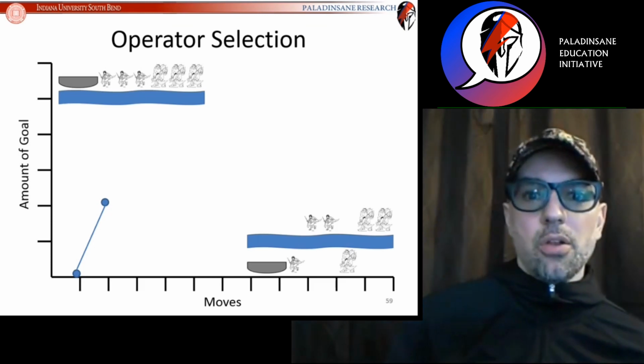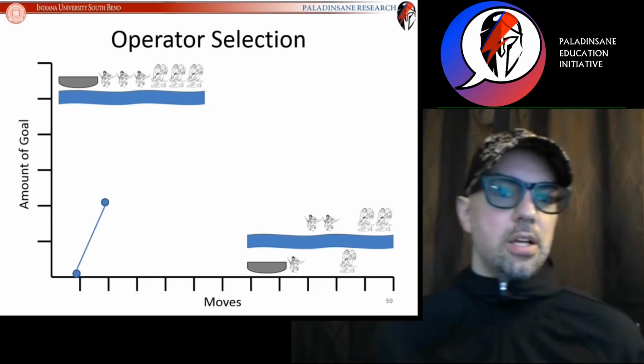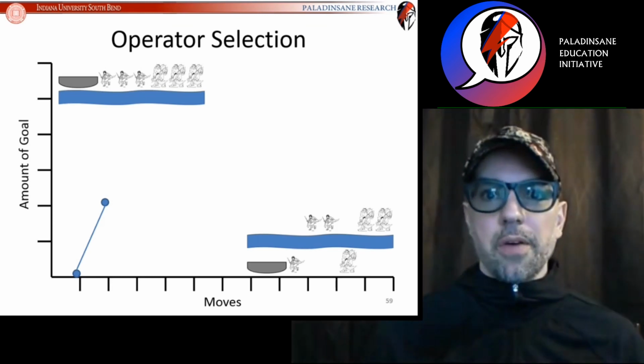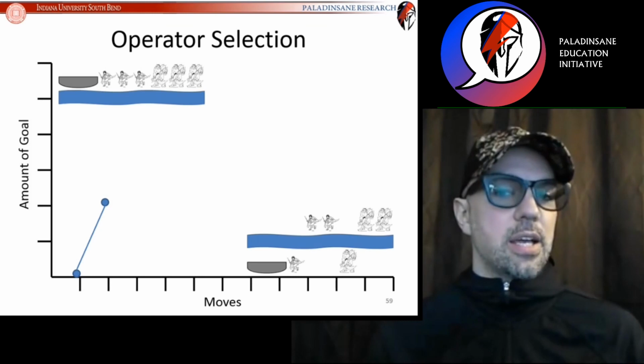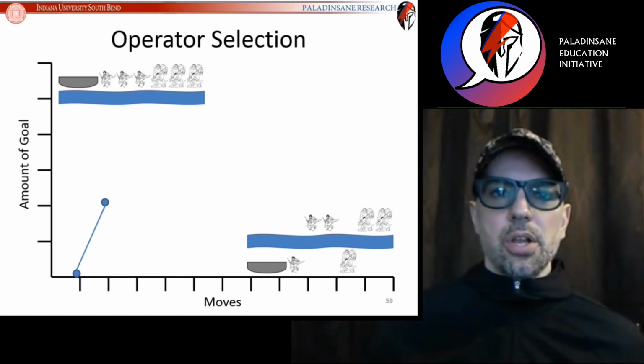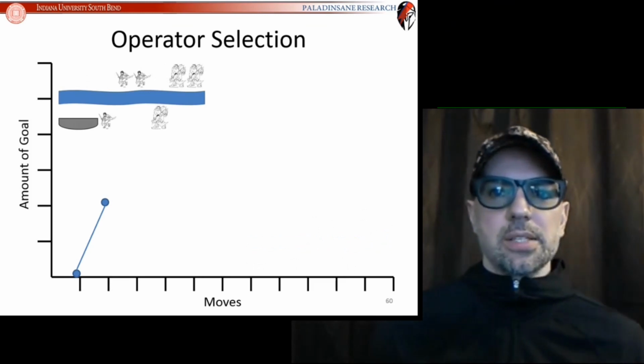So we went from having nobody on the other side of the river to now 2 people on the other side of the river. So we have gotten closer to our final goal. We now have 2 out of 6. We are 1/3 of the way there. All right, so that becomes our new state, our new intermediate state.